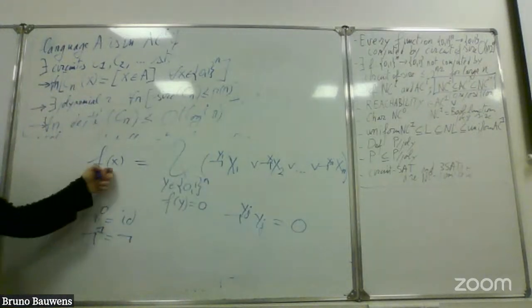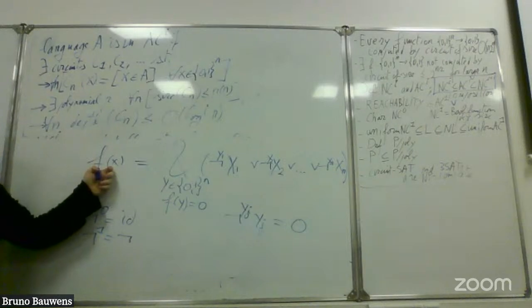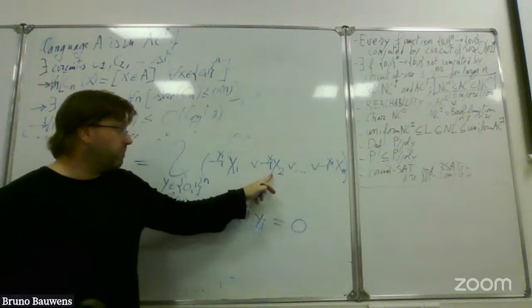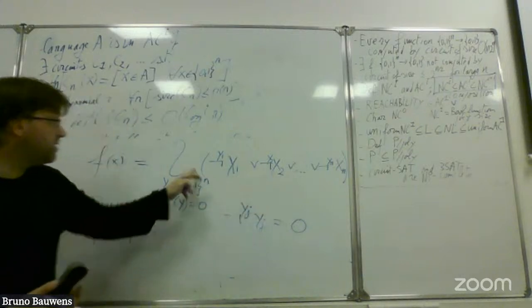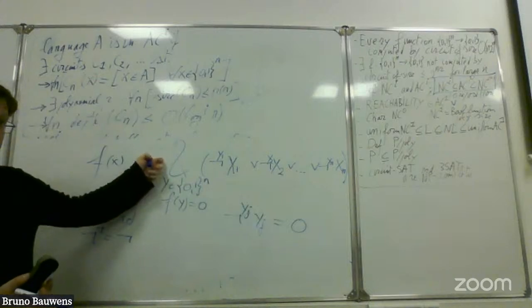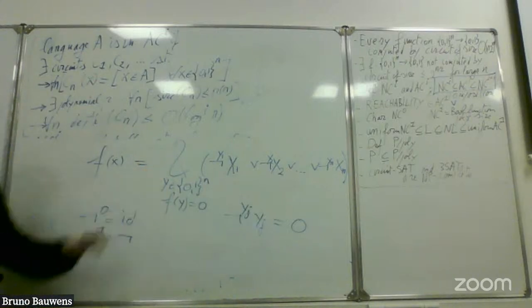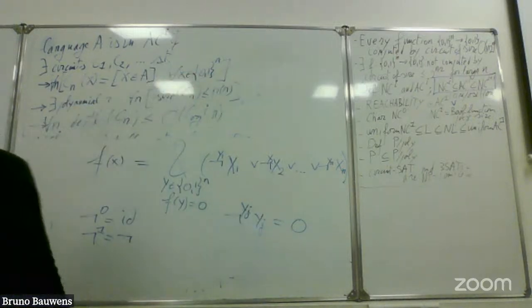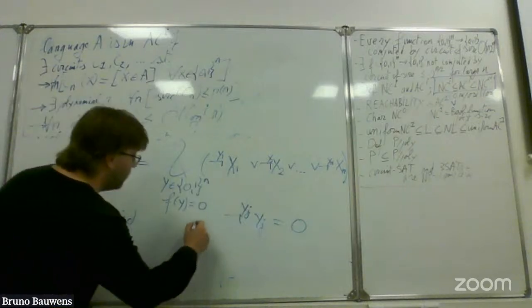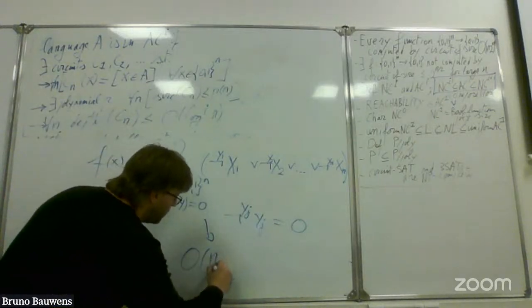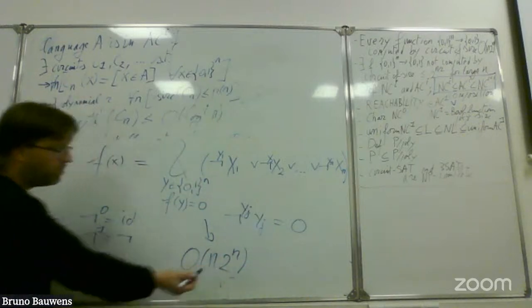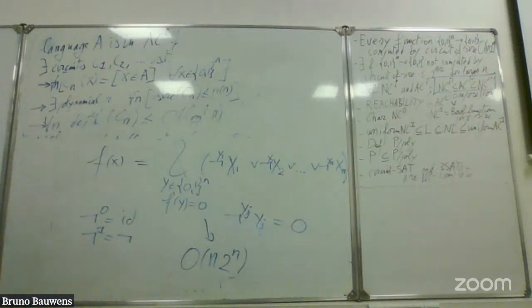However, if f of x is equal to 1, then each term will have at least one 1, and each term will be equal to 1. So we have a CNF that produces 1, because all the terms are equal to 1. And so this is a formula of size n times 2 to the power n. So the size of this formula or circuit is order n times 2 to the power n, basically n plus 1 times 2 to the power n. So it's very good. And it has constant depth.